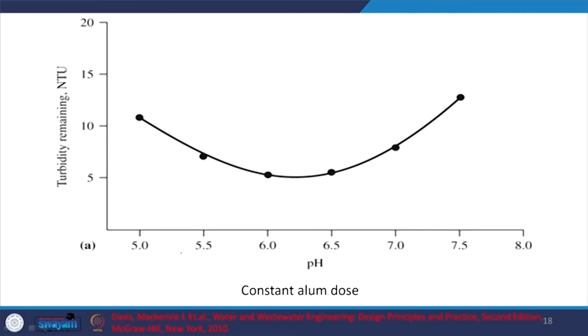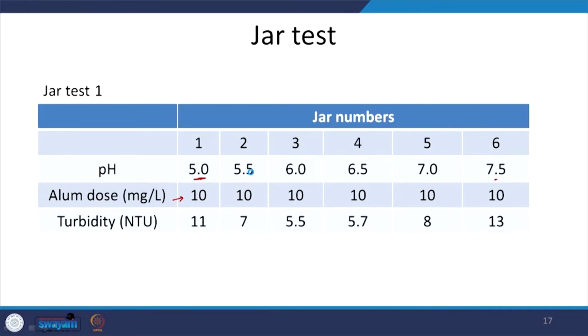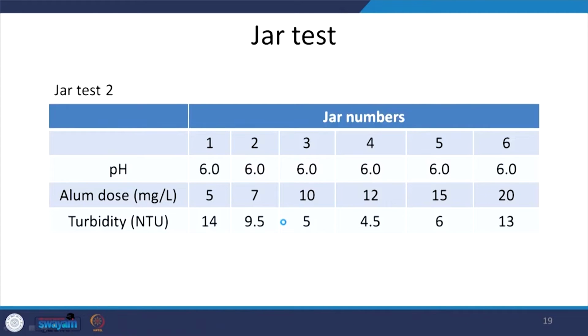We see the effect of pH, and so you can choose either 6.5 or 6, and I think based on the data we will choose 6. Okay, so based on the data we are choosing a pH value of 6, and then you are going to choose that pH 6 and keep that constant across all your samples. Now you will conduct the test again at this pH across again 6 samples, and now you are going to vary the alum dose: 5, 7, 10 and so on.